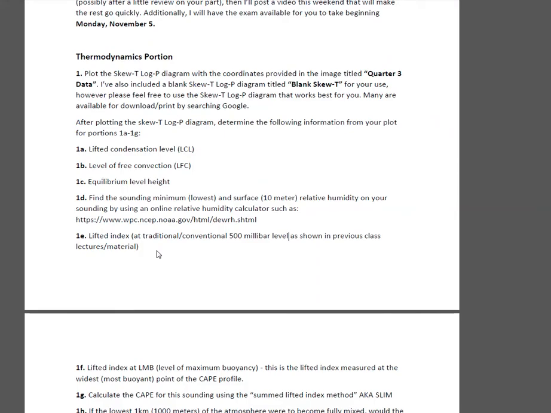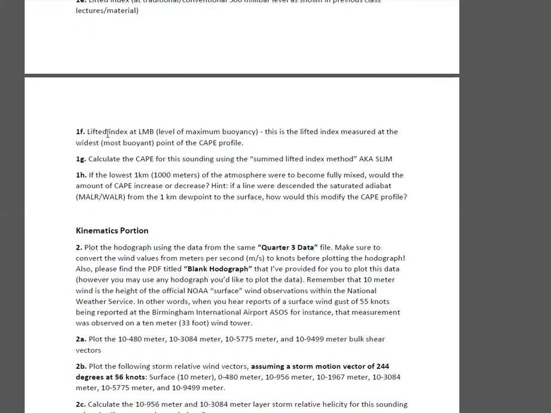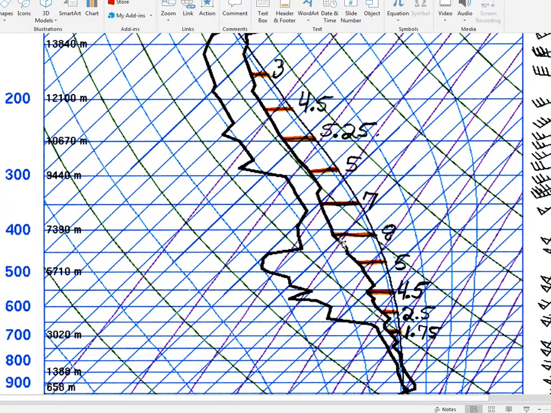And then going down, 1F says calculate the lifted index at the level of maximum buoyancy. What I'm asking for here is the thickest part of the CAPE profile, which on this sounding is here, just below 400 millibars. Wherever the difference is greatest, it doesn't have to be at 500 millibars, that's really important. Wherever the difference between the theoretical parcel temperature and the observed environmental temperature is the greatest, that's your LMB, or level of maximum buoyancy.